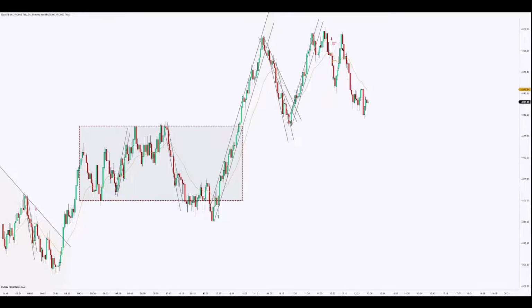And then we start to chop, we just go back up, go back down, and then that's really it for the day.